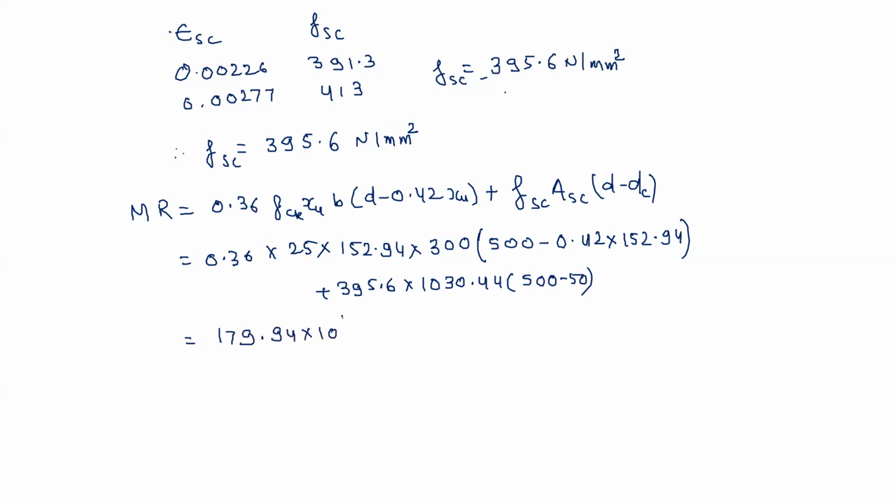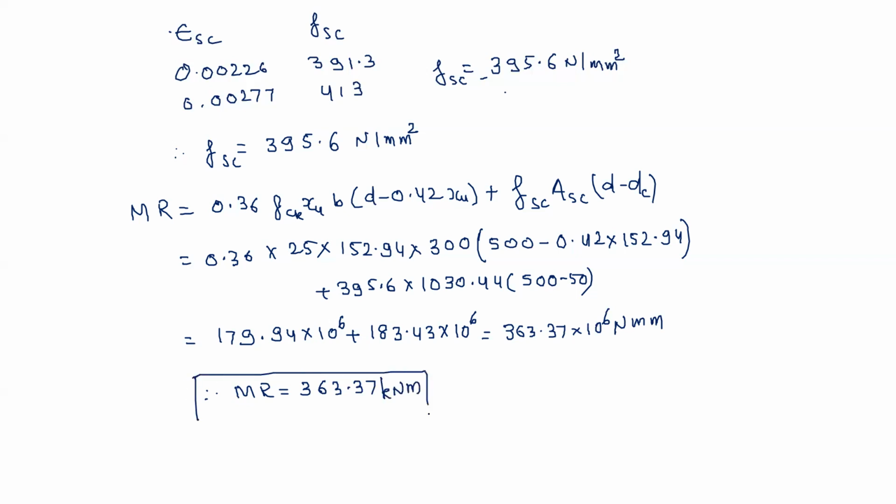If we solve this, we have 179.94 into 10 raised to 6 plus 183.43 into 10 raised to 6. If we add these, we have 363.37 into 10 raised to 6 Newton millimeter, and therefore MR is equal to 363.37 kilonewton meter. So likewise, we have to solve these problems of doubly reinforced sections. Now we will stop here only. Thank you.